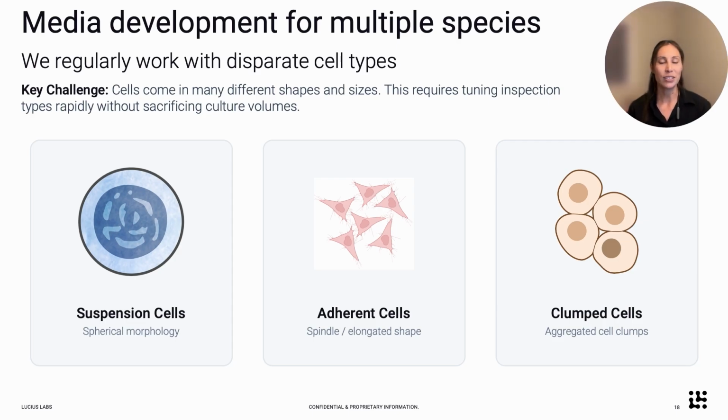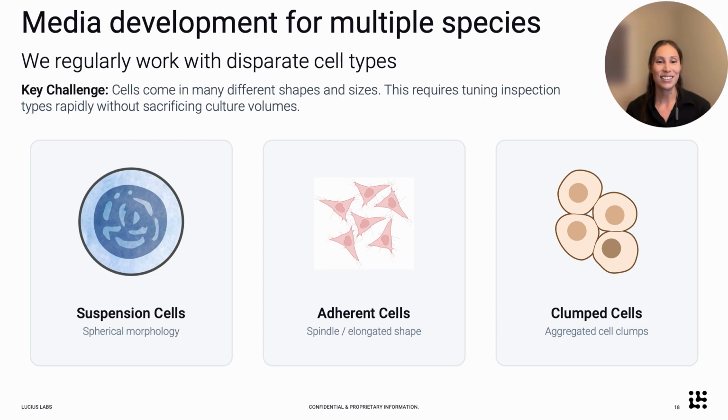So to highlight here, of course, we look at multiple different species. This comes with its own challenges, where all of these cell types come in different shapes and sizes. And more importantly, for your data collection, this requires tuning and inspection of the cell types. And ideally, you wouldn't be sacrificing culture volumes in order to do this.